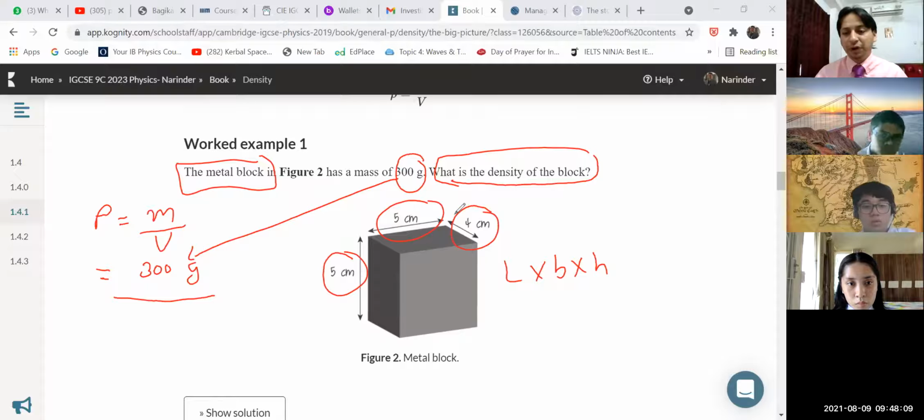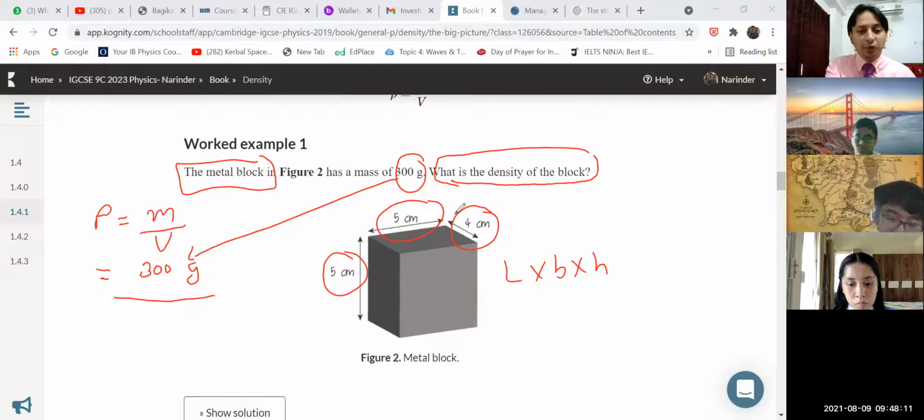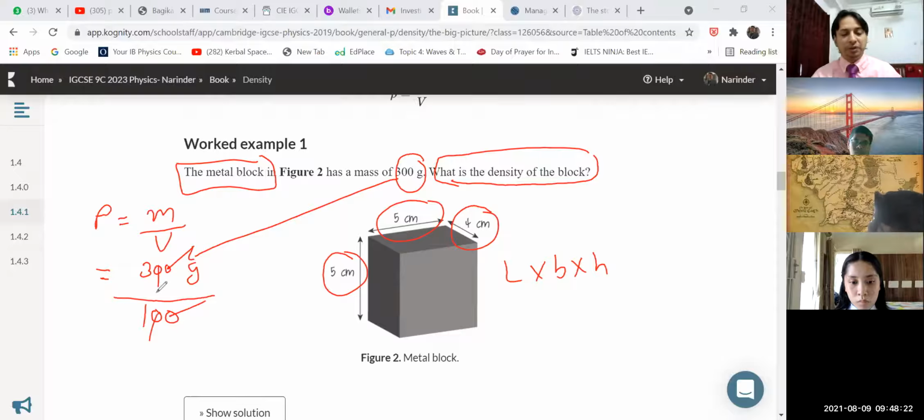5 5s are 25, 25 4s are 100. So I will write here the volume: the length, breadth, and height, and then you need to do this calculation by yourself on your calculator. Calculators are allowed in our IGCSE exams. So 3, and let me write here, the unit is centimeter. 3 terms are multiplied, so centimeter cube.